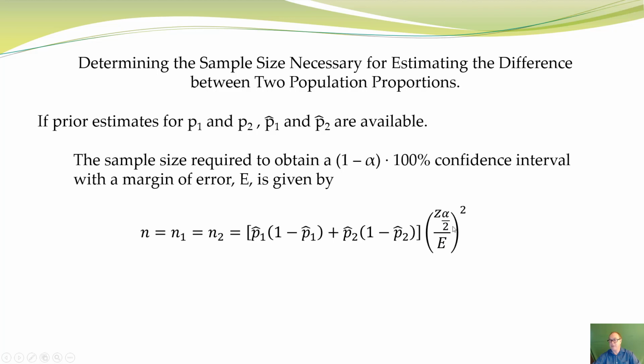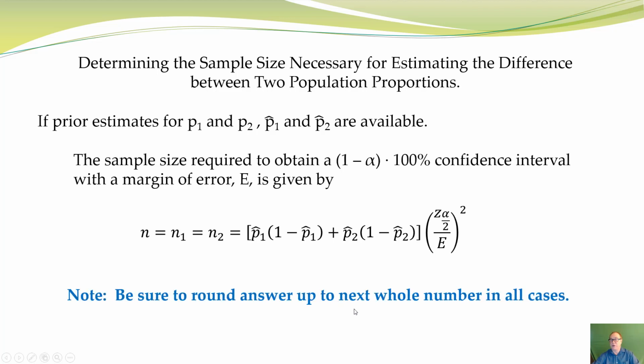This is very similar to chapter 10, except out here in front, you only had P hat times 1 minus P hat, because you only had one sample. Now we have two samples. Okay. Now be sure to round the answer up to the next whole number in all cases. This has been something people have been emailing me about. Even if it would come out to 321, you would round it up to 322. If it comes out to 321.235, you would round it up to 322. Always round up to the next whole number, no matter what the number is.